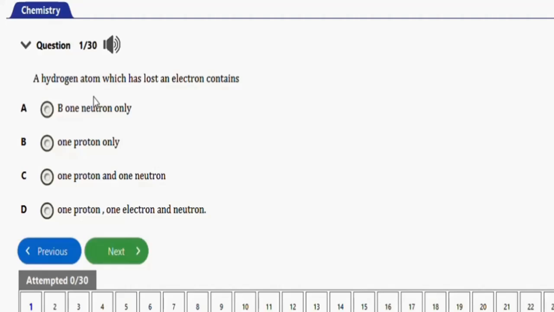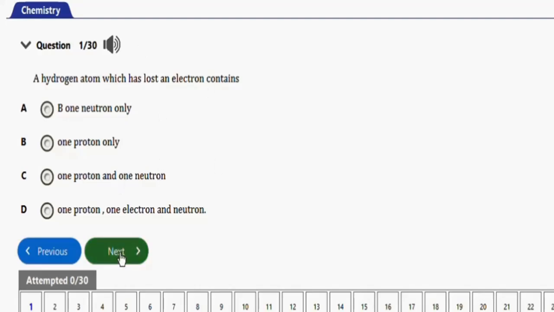Hydrogen is the first element in the periodic table, and in a neutral atom, the number of electrons equals the number of protons. Hydrogen has a mass number of 1, which shows that the number of neutrons is 0. So if hydrogen loses one electron, what will remain is the proton. That's it for this question. The right option is option B.